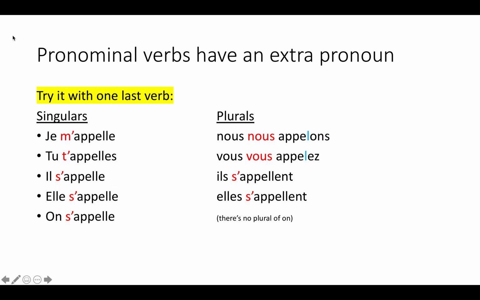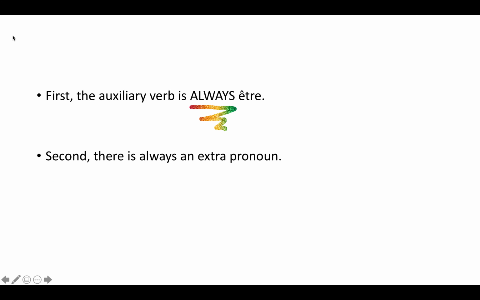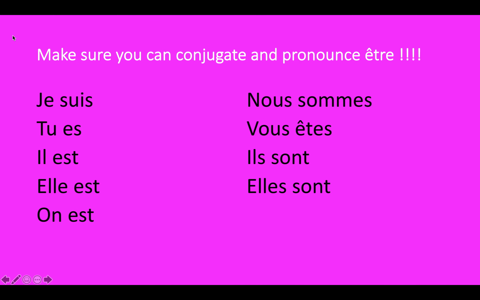And finally, je m'appelle, tu t'appelles, il s'appelle, elle s'appelle, on s'appelle, nous nous appelons, vous vous appelez, il s'appelle, elle s'appelle. How do we use pronominal verbs in the passé composé? Well, the auxiliary verb is always être. Second, there's always an extra pronoun.